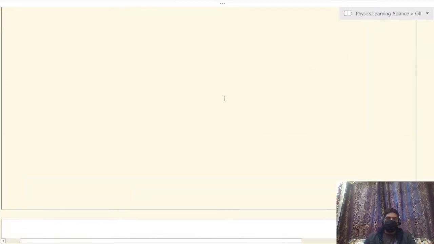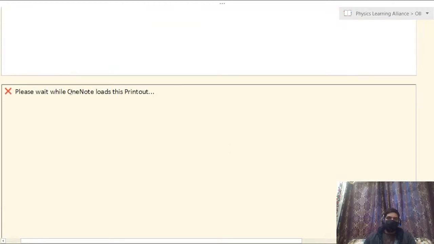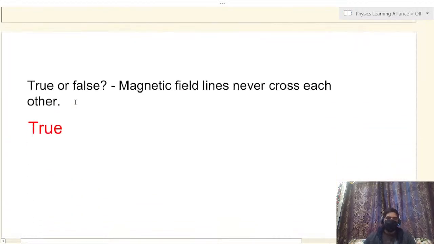Okay, problem with the next one page. Okay, let's skip this one for a while.